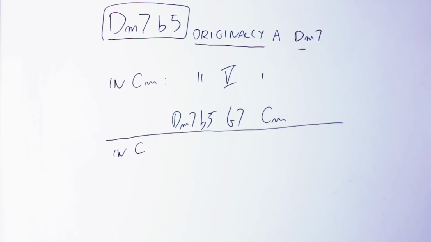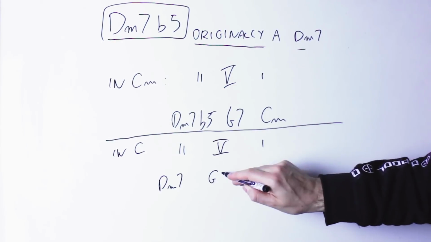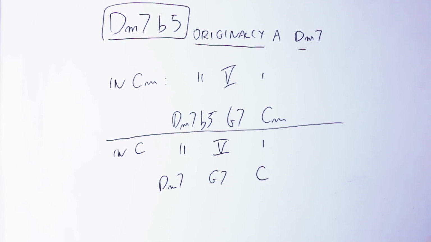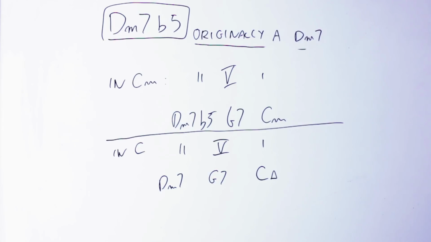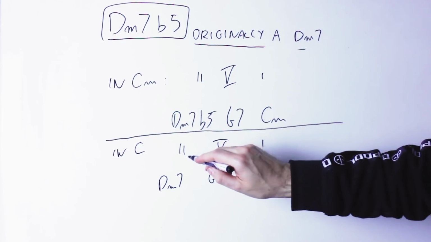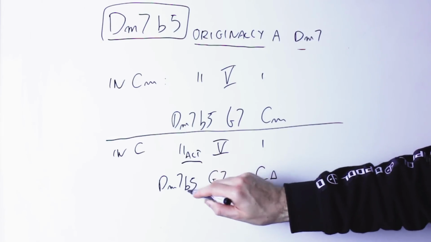So for instance, whenever I have a 2-5-1 in C major, that is a D minor 7, G7, C major 7, I can lower the 5th of this D minor 7, creating a D minor 7th flat 5 that sounds this way.